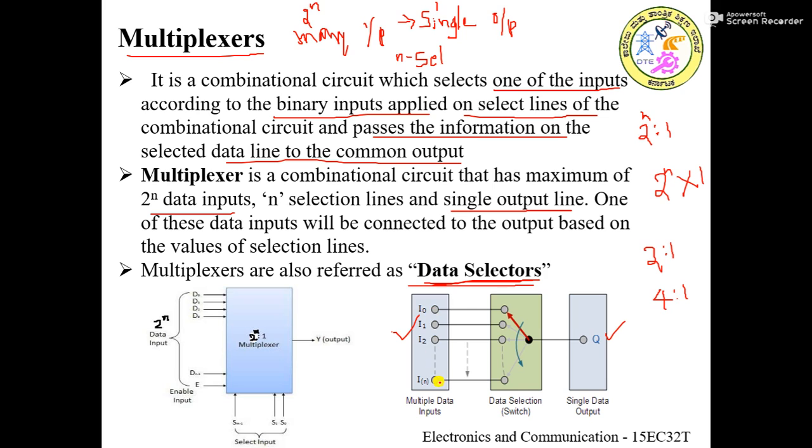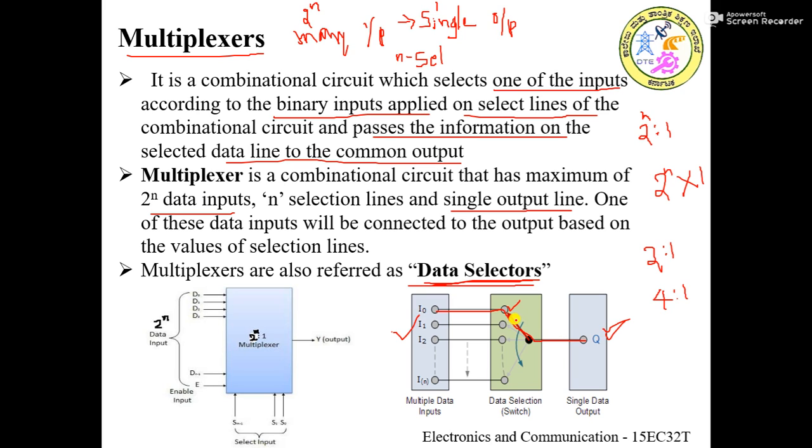Let's say there are n input variables. Let's say if the switch position is at this point, the input line I0 is selected. Input line I0 is selected and whatever information is there in I0 will flow through this switch and is routed through this output line Q. Understood?